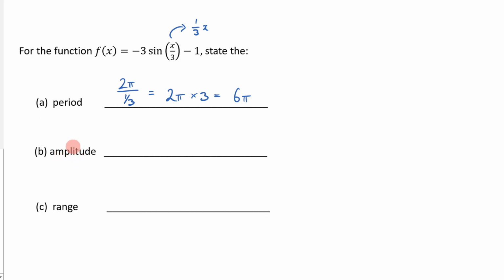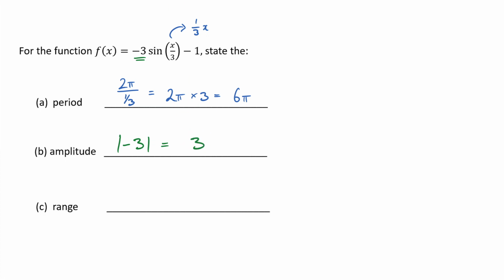The next thing we have to talk about is the amplitude. Now, the amplitude can be seen by reading off what the number in front of your trigonometric function is here. So in this case, negative 3. Now, you always have to take the absolute value of it. So your amplitude is never going to be a negative number. So in this case, our answer will be 3.